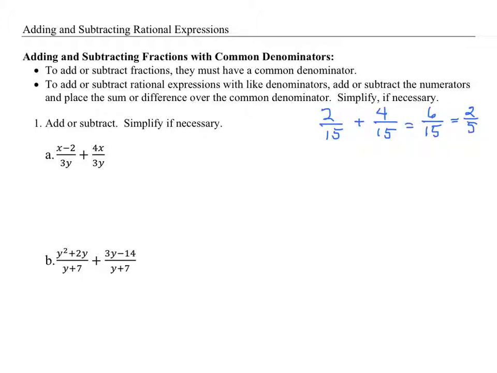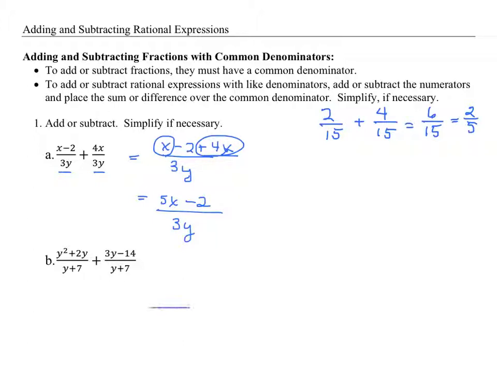So now, let's do the same thing with rational expressions. Well, this one's beautiful because we have a common denominator. We keep the denominator the same, and then we're going to add or subtract the numerators. In this case, we're adding, so it's x take away 2 plus 4x. Now, we never want to leave it like that because we can combine like terms, so we get 5x minus 2 over 3y. And I'm actually done with that because I can't factor or simplify anything more. So we're done. Now let's do the next one.